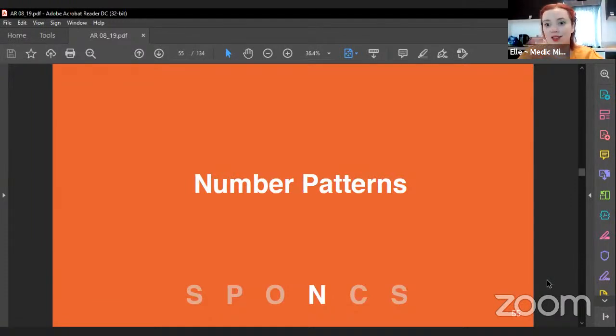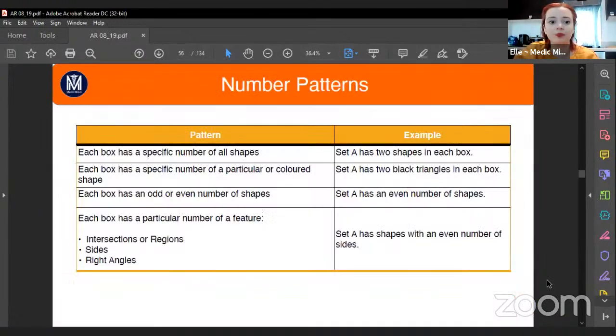Whether you've got lessons with Medic Mind, whether you're going through things like Medify, whether you're using books, whatever it is that you're doing, you can start looking at those other types, but we'll just go through number today. I've already talked a bit about the types of number questions that can come up, things like if you've got two triangles in every box, or if set A always has an even number of sides. Things related to number.